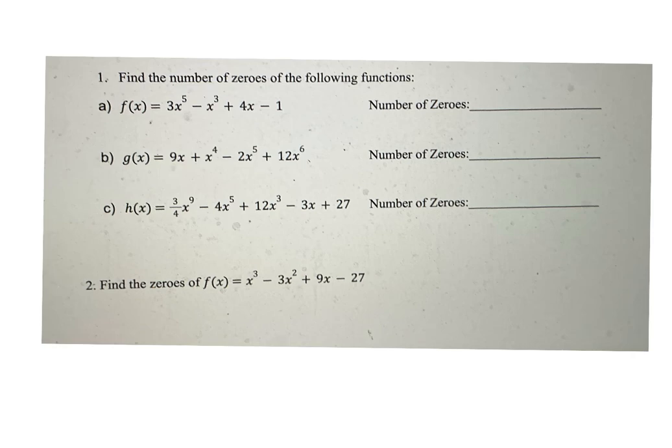All right, guys, here we go. Another review. The first one just says find how many zeros it has. And remember, that's the same as the degree. So for 1A, the degree is 5, so it has 5 zeros. The second one has degree 6, so it has 6 zeros. And part C, degree is 9, so it has 9 zeros. All there is to it.